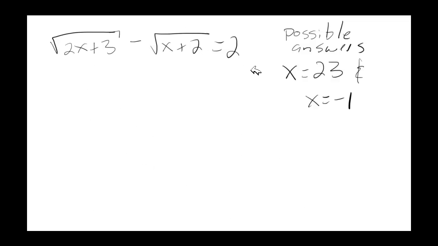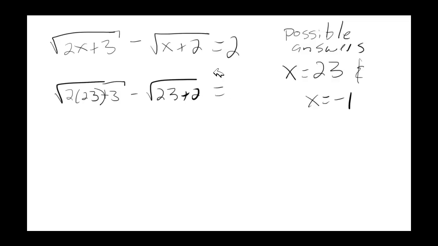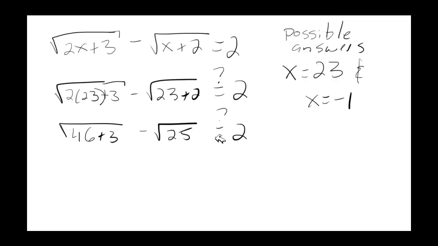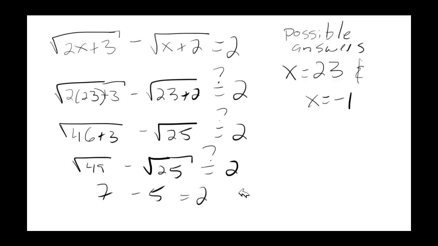Okay, here's my original equation. I'm going to throw 23 in. So let's see what we get. 2 times 23 plus 3 minus square root 23 plus 2. I'm wondering if this is going to work out to be 2. So let's see, 2 times 23 is 46 plus 3 minus 25. This looks like square root of 49 minus square root of 25. This is 7 minus 5, and it works. So this guy works for sure.